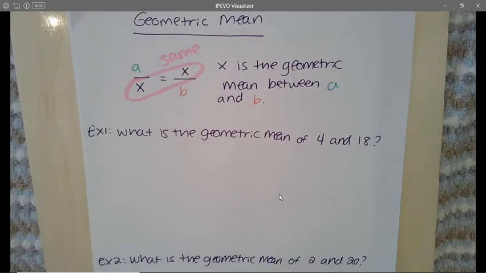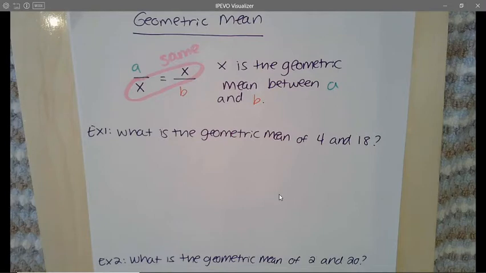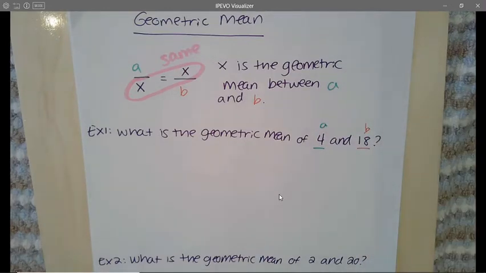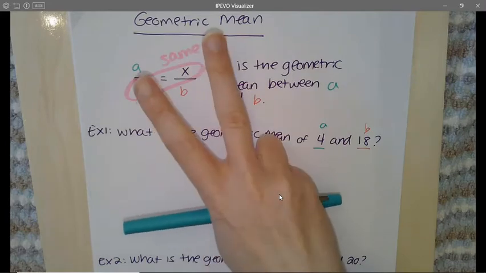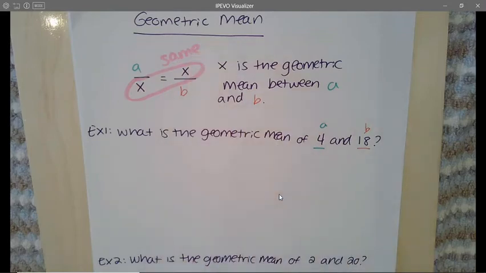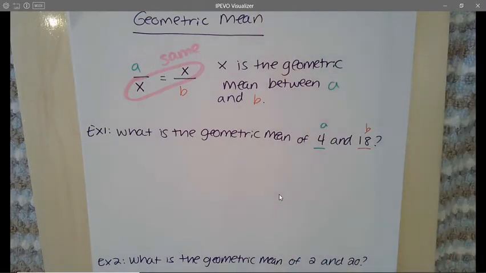Example 1 says, what is the geometric mean of 4 and 18? The two numbers are going to be either the A or the B. It doesn't matter which one is the A and which one is the B. It's kind of up to you. So I'm going to make the 18 the B, and I'm going to make the 4 the A in my formula. Then the x's are always going to remain as x. The geometric mean that we're solving for will be the x, so we always leave those as the x's. So don't touch the x's, or that's when the demon cats might get you. So watch it.